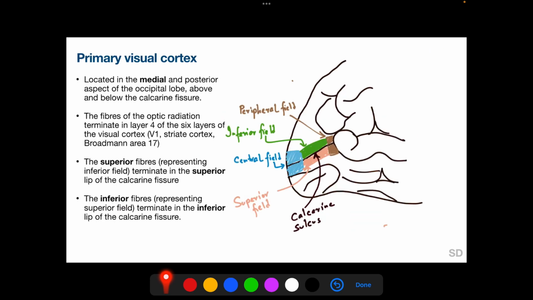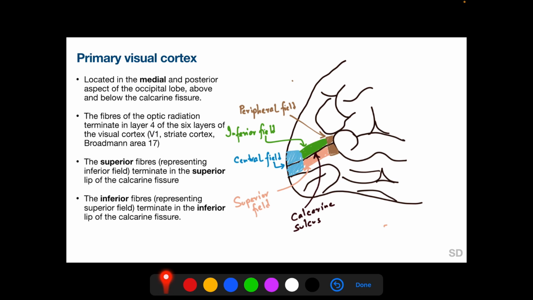The primary visual cortex is located on the medial and the posterior aspect of the occipital lobe. This diagram shows the medial aspect of the left occipital lobe, and the primary visual cortex is located above and below the calcarine fissure. The fibers of the optic radiation terminate in layer 4 among the 6 layers of the visual cortex, and this primary visual cortex is also known as V1, striate cortex, or Brodmann area 17.